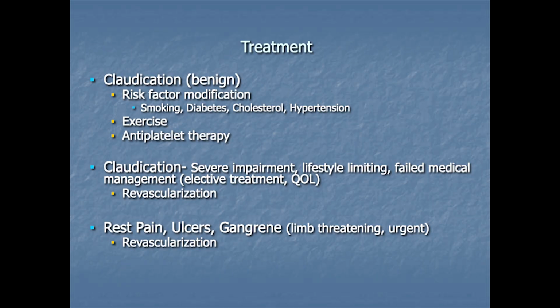All right, so treatment. I think we actually covered a lot of this already, right? So we're just going to skip through this. Claudication, benign, the non-symptomatic patient, you're going to do risk factor modification. So those are 4 of the 5 risk factors. The 5th one is your genetics. You can't do anything about that, but every single one of those other ones you can do something about.